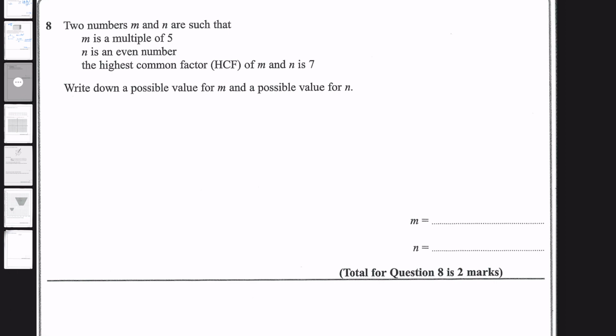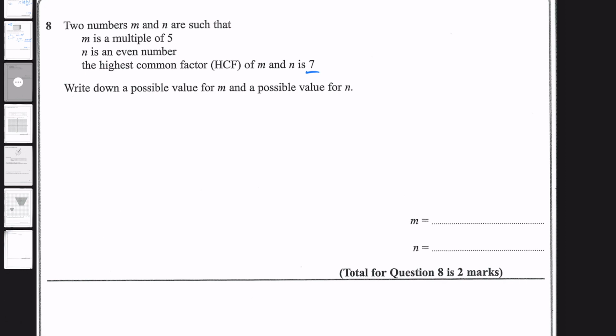Number 8. Two numbers, M and N, are such that M is a multiple of 5 and N is an even number. The highest common factor of M and N is 7. Write down a possible value for M and a possible value for N. Now, the highest common factor means the greatest number that goes into both of them is the number 7.